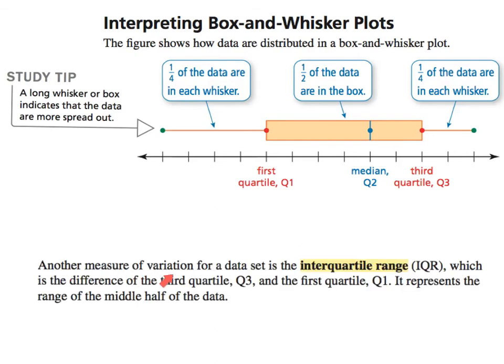Now another measure of variation for the data set is the interquartile range, otherwise called IQR, which is the difference of the third quartile, Q3, and the first quartile, Q1. It represents the range of the middle half. That's all it is. You take the box, you find the range of the middle half. You take quartile 3 minus quartile 1.